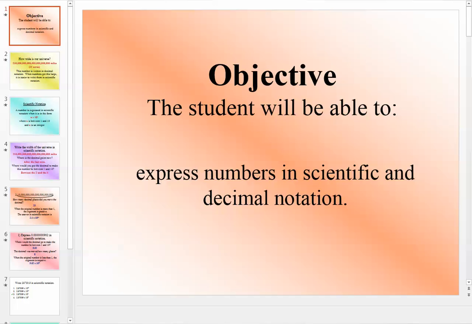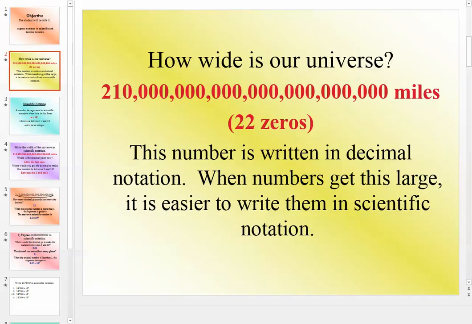So real quick, if we're looking at, say, the width of the universe, there's going to be some obnoxiously large number. It's like 210 hextillion miles wide. That's the estimation on the width of the universe. Really, really big number. Not something that you're going to communicate easily. It's like the number 21 followed by 22 zeros. It's just huge. Not something you're going to want to write out a lot.